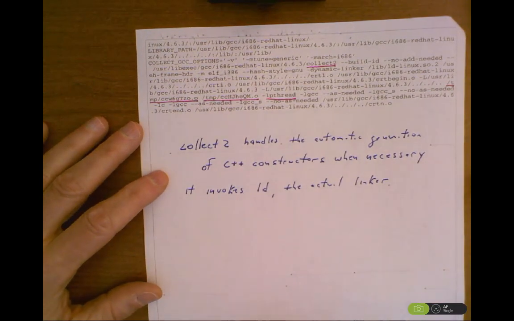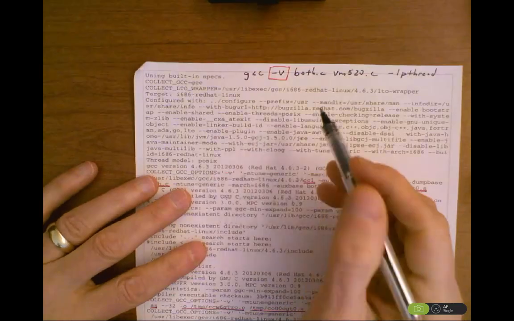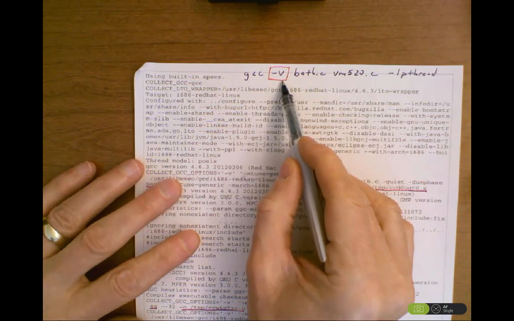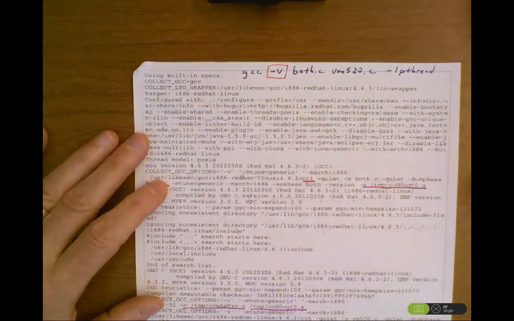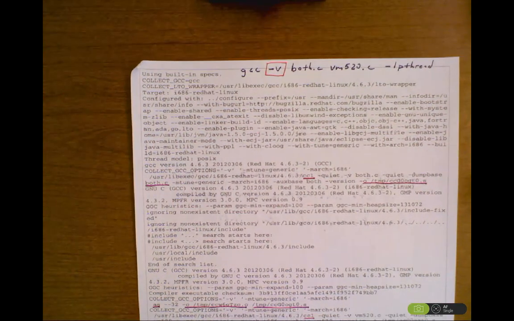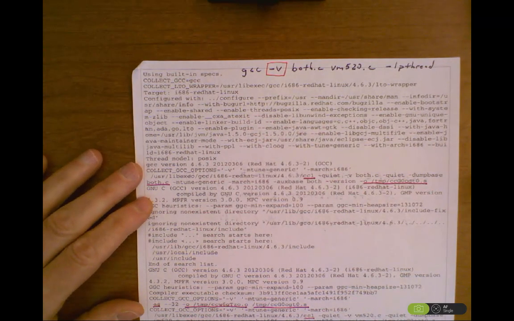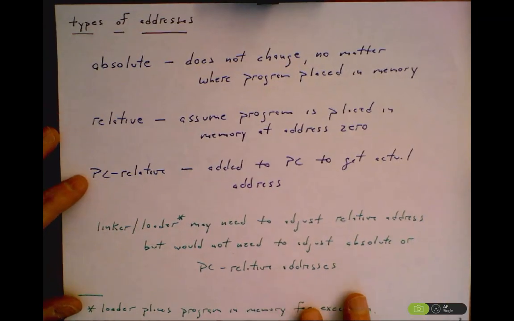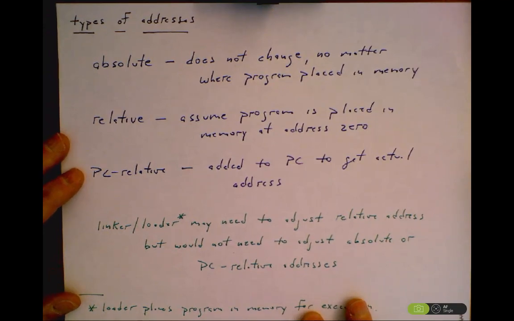So you might, for fun, try to do that sometime with your programs. Just run the -v flag to GCC and you'll see there's a lot more going on than you may think. And again, today we're focused on that last step where the linker runs and combines object files together. Before we dive into the details though, we need to think about addresses.